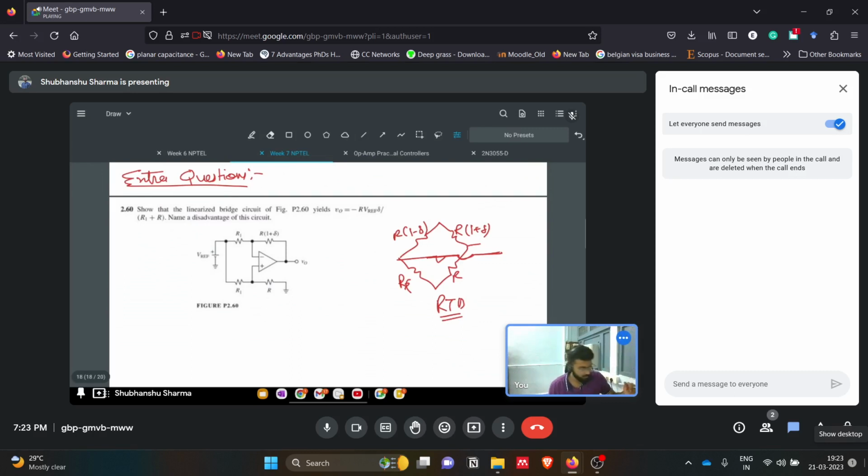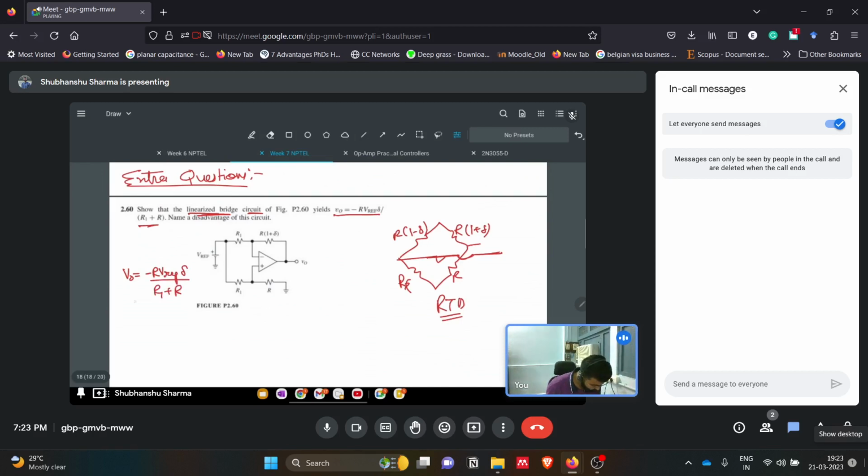How can we linearize that? This question also has similar things. It is basically a linearized circuit, which yields V naught equals minus R Vref delta by (R1 plus R). So we have the output as minus R Vref delta over (R1 plus R).